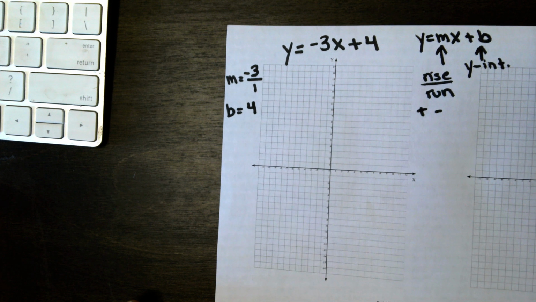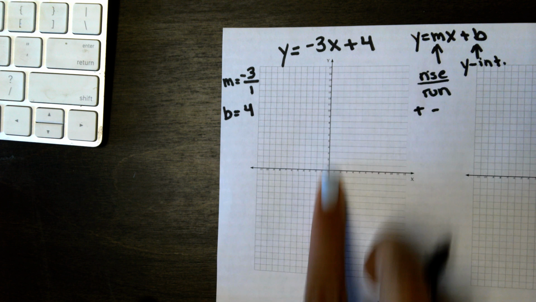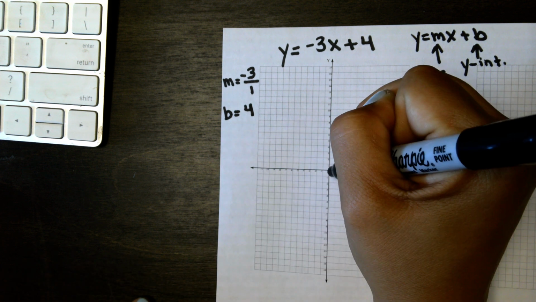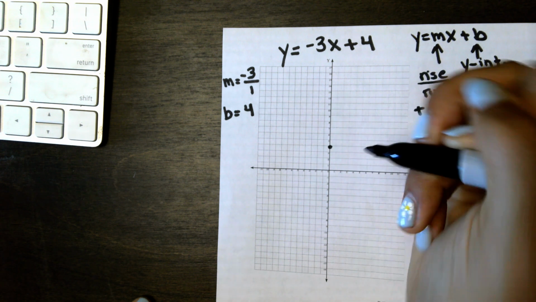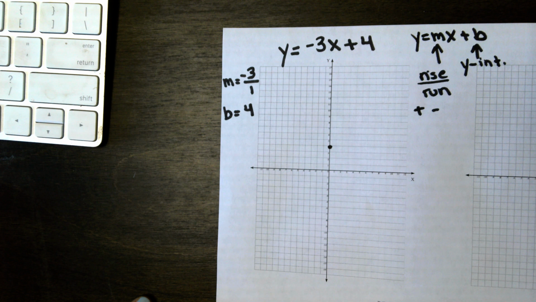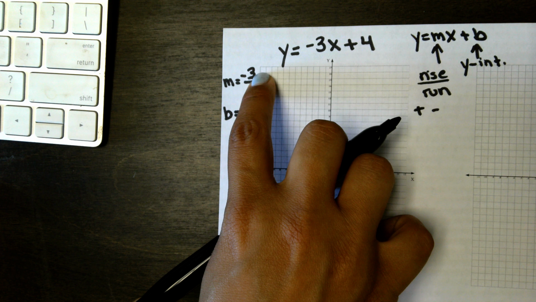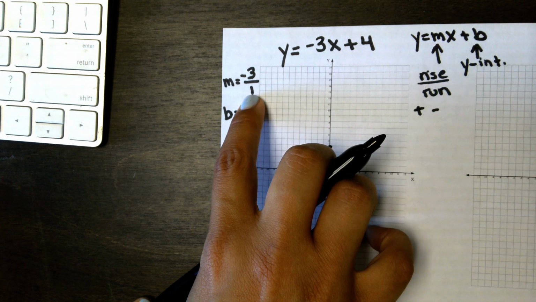I'm going to start by placing my y-intercept on the y-axis. So my y-intercept is at +4. So I'm starting at the origin at 0 here, and I'm going to put a point at +4 on my y-axis. Now, my slope is -3 over 1. So the 3 tells me how far I will go up or down. The 1 tells me how far I will go over.